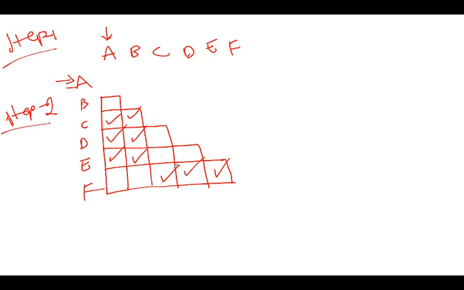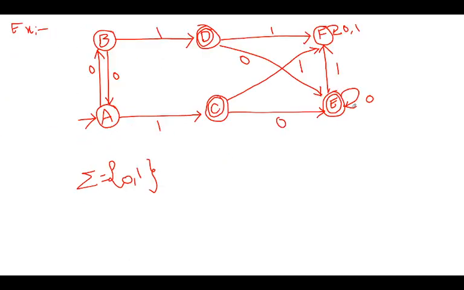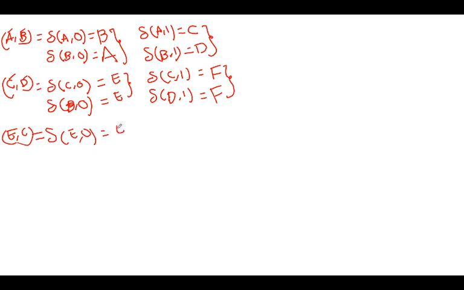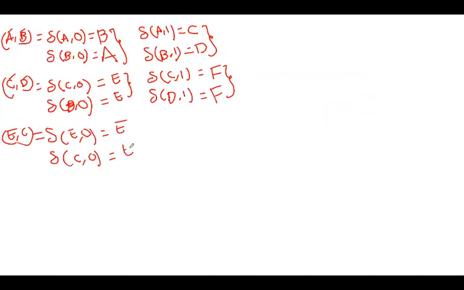Okay, EC and ED both are there. Take EC. Then transition of E comma 0: E on taking input 0 will be in E only. Then transition of C comma 0: C on taking input 0 will also go to E only. Then skip it.